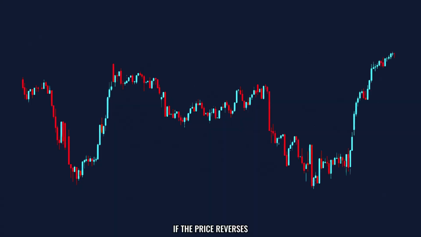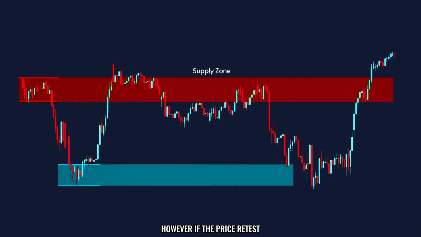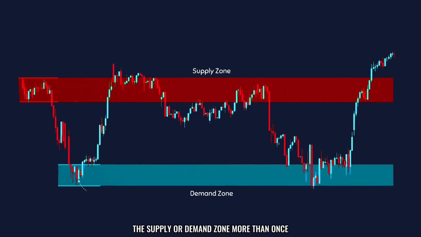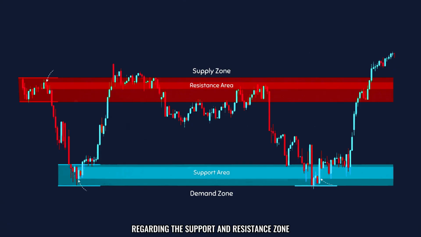If the price reverses after retesting any supply and demand zone for the first time, then you can enter a fresh trade here in the direction of reversal. However, if the price retests the supply or demand zone more than once and tries to come back to the same zone again and again, then it signals a weak zone. At such times, you should always avoid entering a trade in the direction of reversal. You can also use all these criteria to know which zone is weak and which is strong regarding the support and resistance zone. Let us now know how to enter a trade in the demand zone.